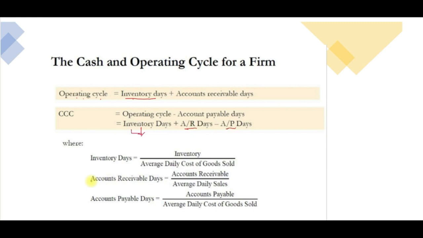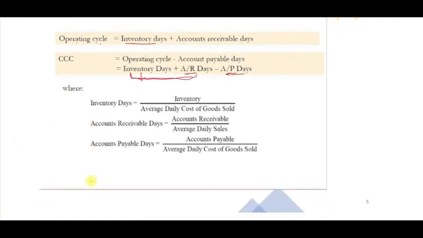So it means these two parts are referring to the inventory days. In other words, these are the operating cycle. So this is operating cycle minus account payable, so it will give us the cash conversion cycle. So we will see how to measure that, starting with inventory days.